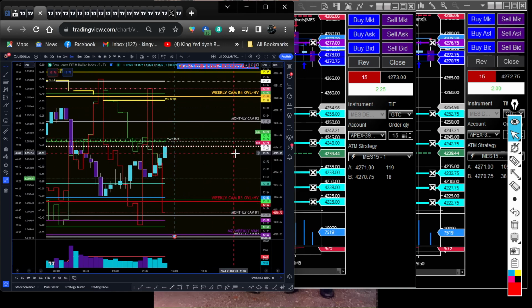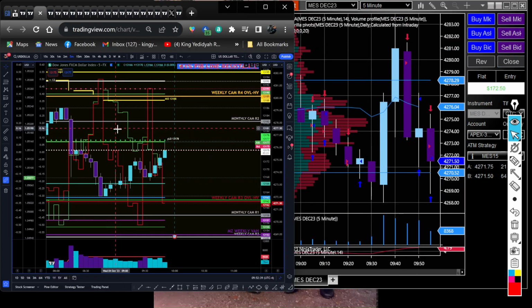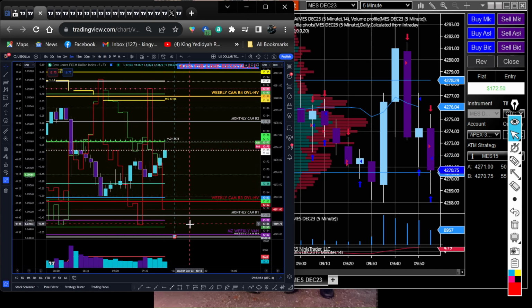I still don't really trust this US dollar at the Camarilla S4 level. I gotta watch my trade. You see how it's bouncing around there? All right, I'm gonna close this for now. Let me just see what's going on here with the US dollar at this weekly, not weekly, but Camarilla S4 level here at 13,177.